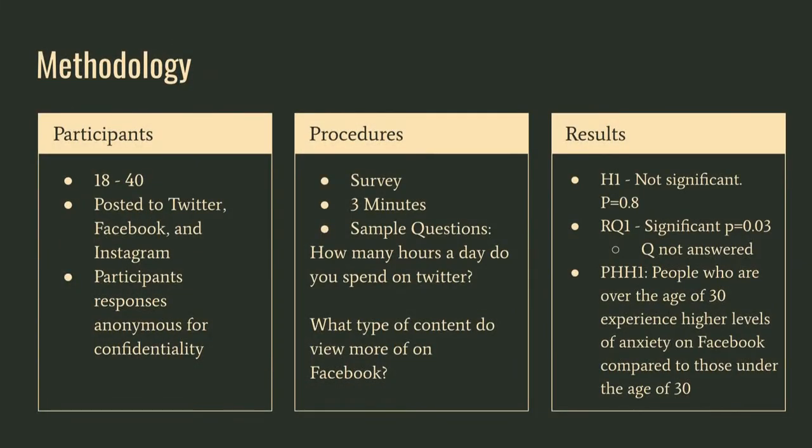For our methodology, we wanted to find participants between the ages of 18 and 40, and we recruited them through Facebook, Twitter, and Instagram. And we also ensured confidentiality by making sure any responses we received were completely anonymous. The survey that we created was approximately three minutes long, and some sample questions include, how many hours a day do you spend on Twitter, and what type of content do you view more of on Facebook?